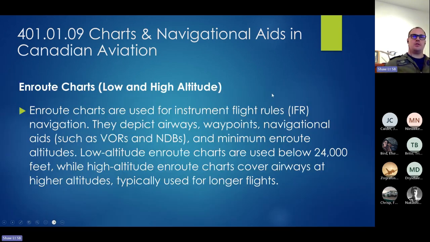And we have our en route charts. They're used for IFR navigation. They depict airways, waypoints, navigation aids such as VORs and NDBs, minimum en route altitudes. Low altitude en route charts are used below 24,000 feet, while high altitude charts cover airways at higher altitudes, and they're typically used for longer flights. And often they don't have as much detail. So you're not going to see the IKEA in Winnipeg on these charts, right? They're used for IFR when we can't see the ground.